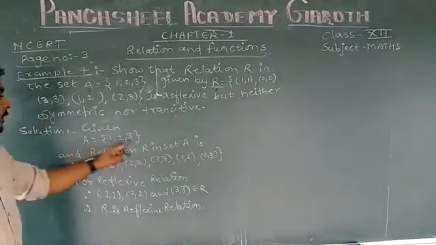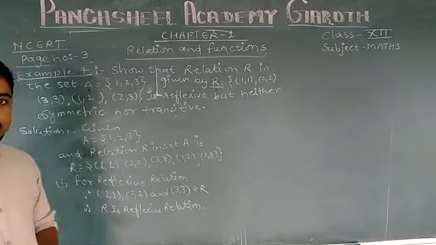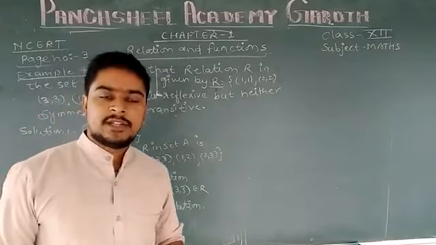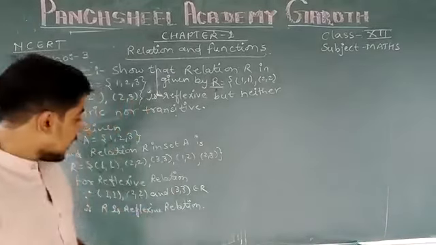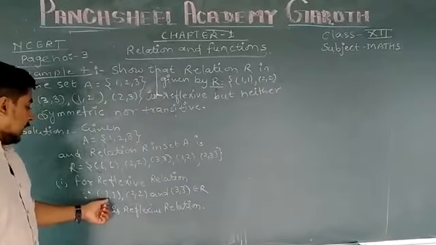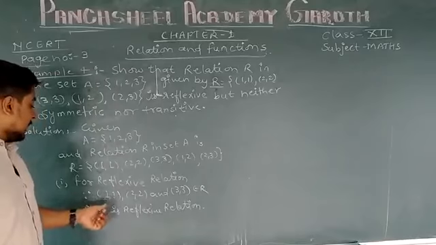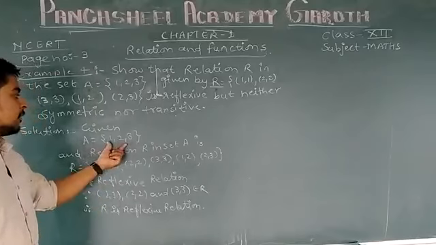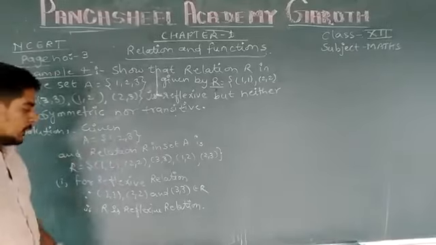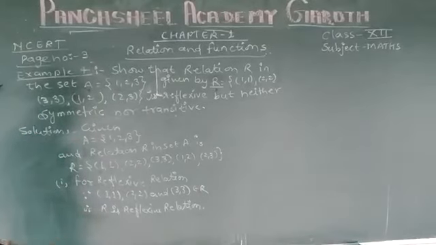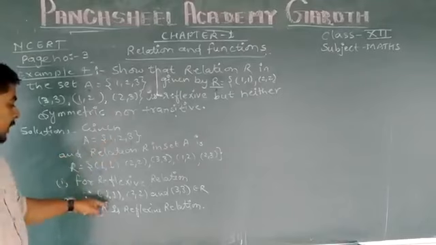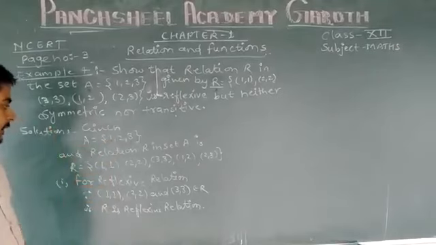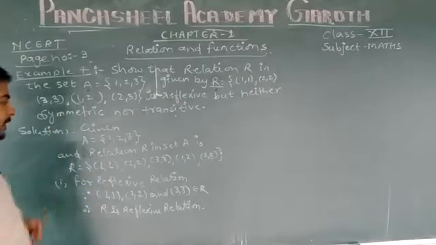R is reflexive because for each element of set A, the relation being defined on the given set, we have an ordered pair of the same element in R. So R is reflexive because for each element of set A we have an ordered pair of the same element in R. Next is symmetric relation.